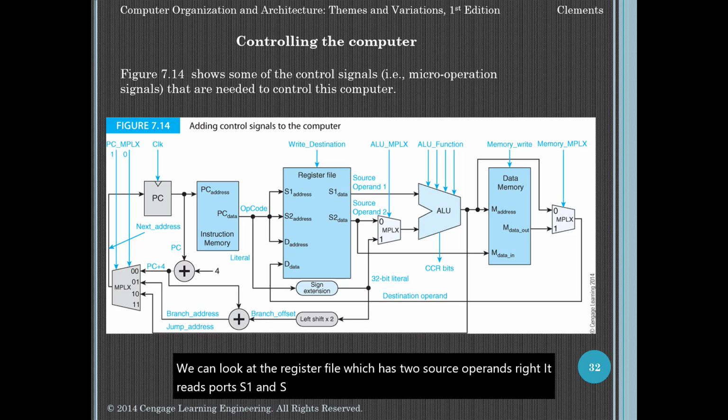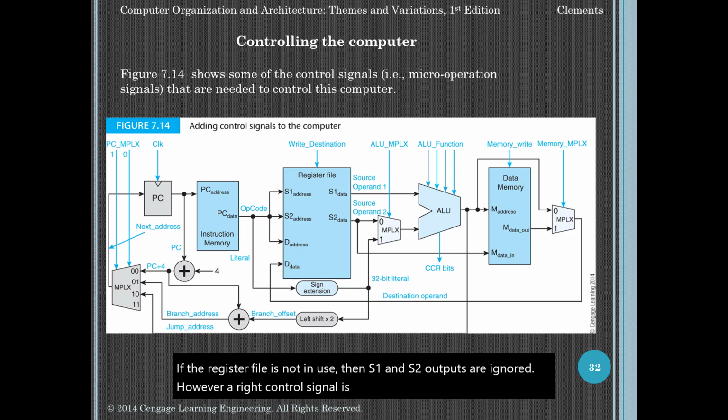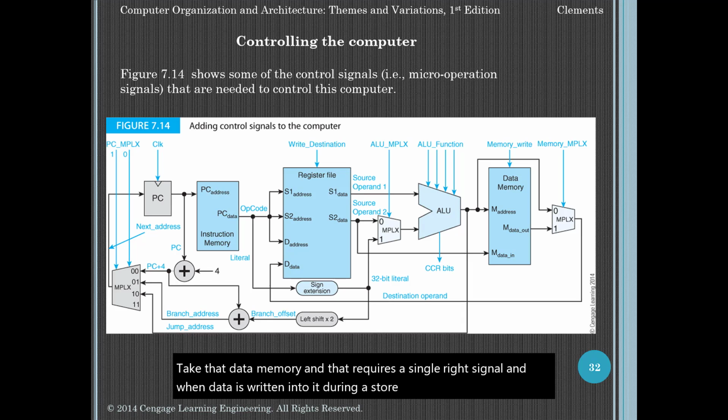No control signals are going to be needed for these because the register file simply supplies the data being specified at the S1 and S2 address inputs. If the register file is not in use, then S1 and S2 outputs are ignored. However, a write control signal is required to write the data into the destination port D during a load operation or a register to register operation. And so we can take that data memory and that requires a single write signal, and when data is written into it during a store operation, right, it all works together.